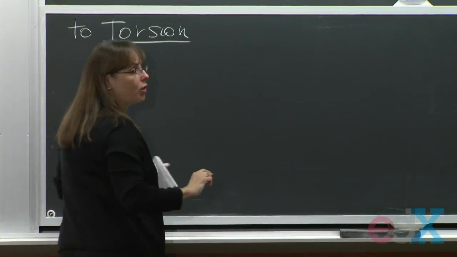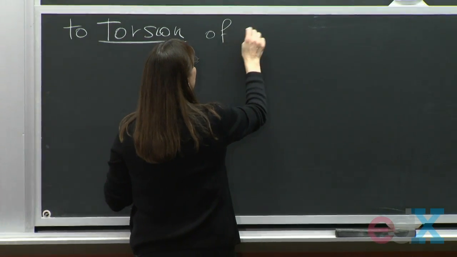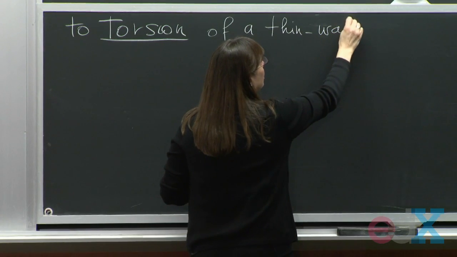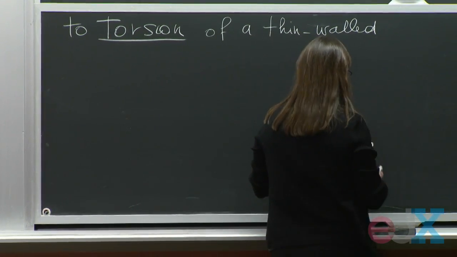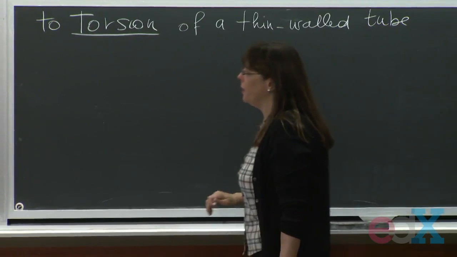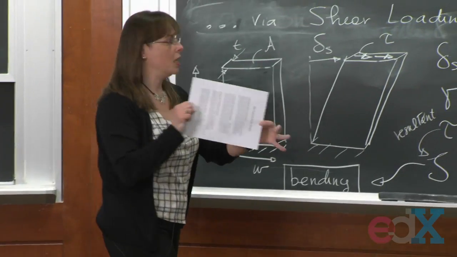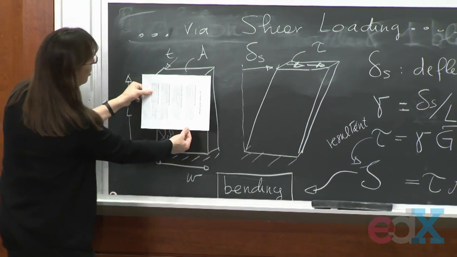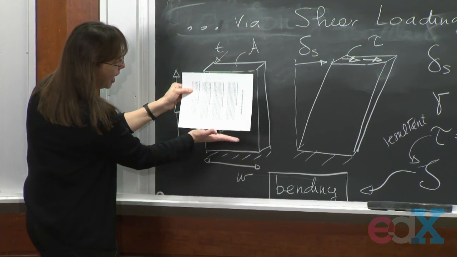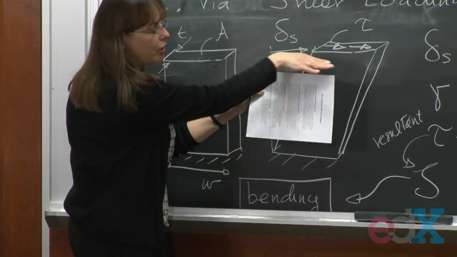And today, because we want to make our life simple, we're going to do torsion of a thin walled tube. Okay. So how do we get there? Imagine that this is my bar, right? Now, what was I doing? I was attaching the bottom, and on the top, I was shearing it that way.